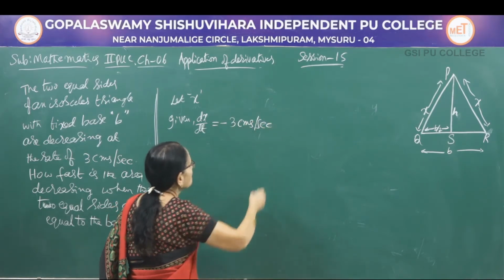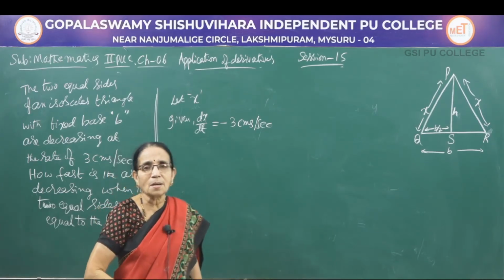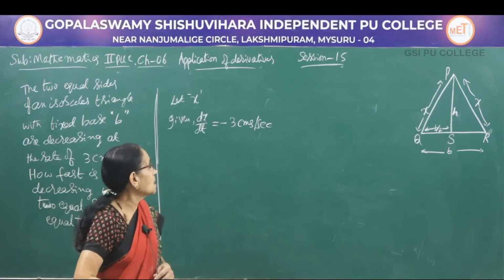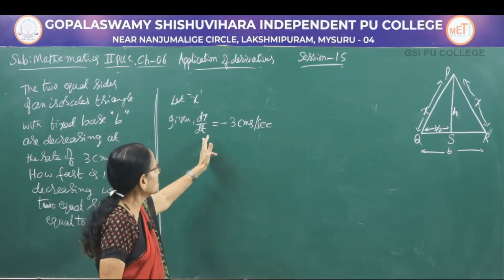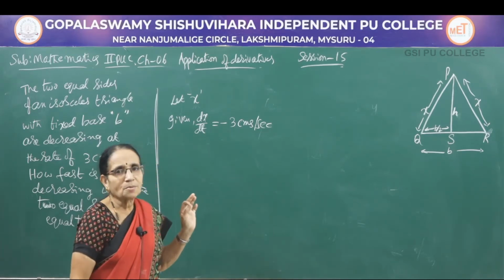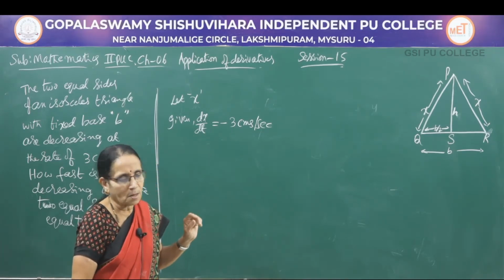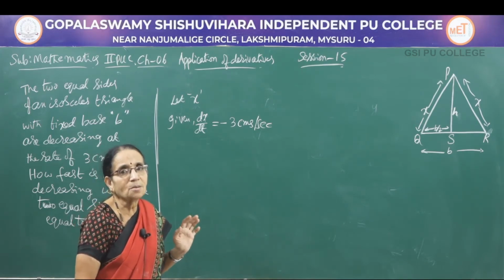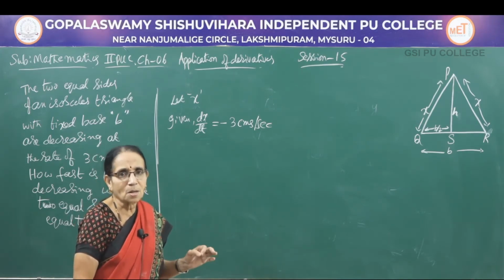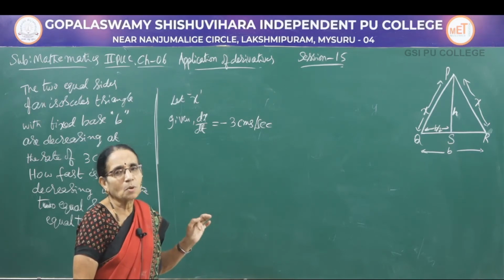Why am I taking minus here? Because it is given that it is decreasing. Therefore, the equal sides which have been denoted as x here are decreasing at the rate of minus 3 centimeters per second. Now, what you have to calculate is how fast the area is decreasing, under what condition? When the two sides are equal to the base.